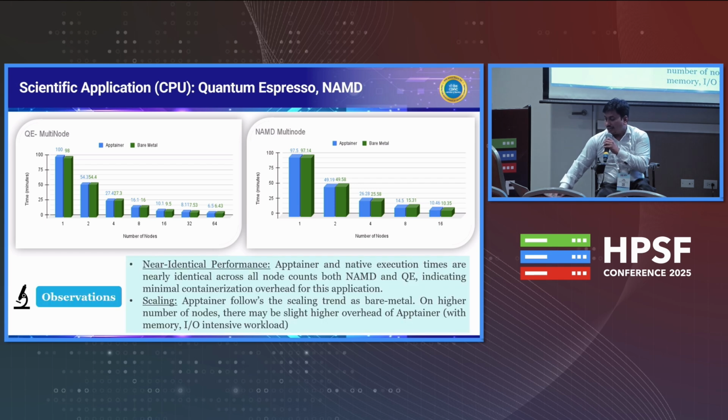One important thing with respect to the Quantum ESPRESSO application: when we go for a higher number of nodes, there may be a little overhead because of the IO nature of that particular application. But it gives an acceptable scenario where, if it is not very time critical, one can go with Apptainer because of its ease of use and deployment. So these were some of the results and observations with respect to the multi-node scenario.